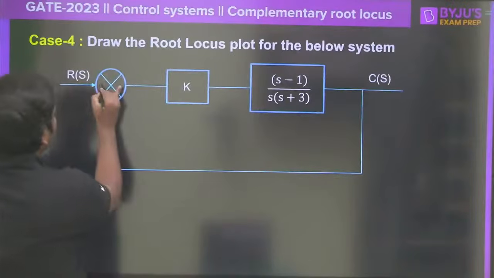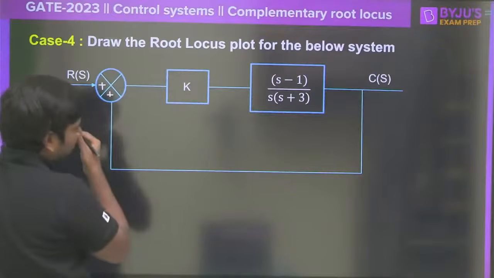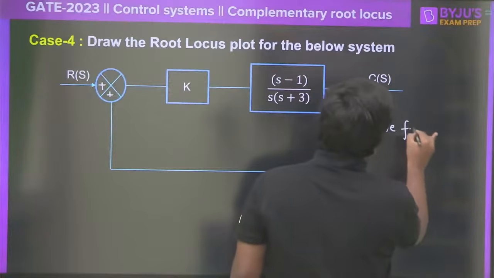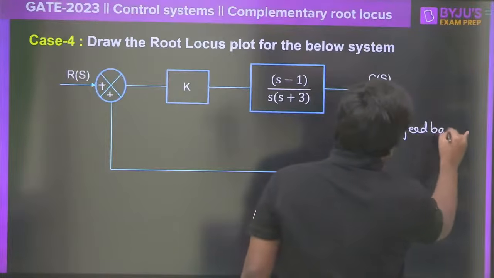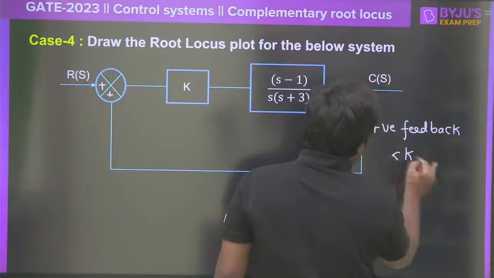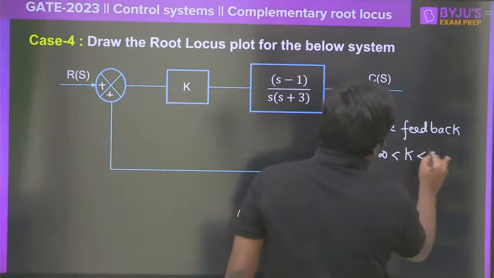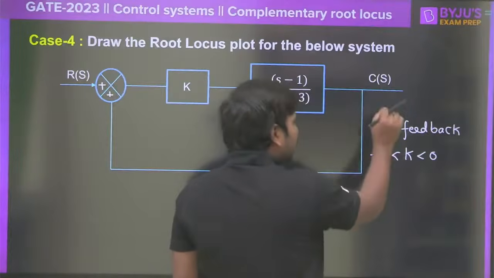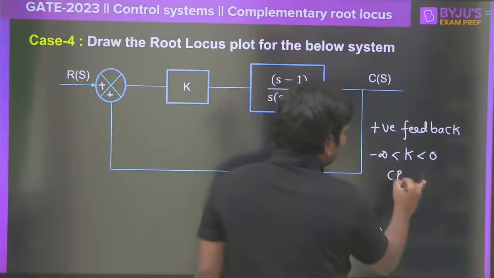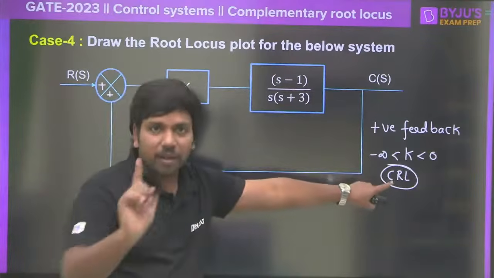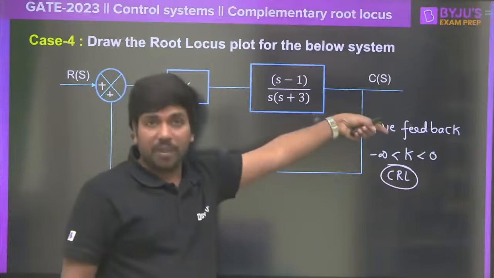Now the last combination let me take, again positive feedback here, right? So that means again I am taking the positive feedback, but here I am varying the value of k from minus infinity to 0. Whenever you change the value of k from minus infinity to 0, irrespective of the feedback, we call that a complementary root locus only. Clear? But let us see what is going to happen there.